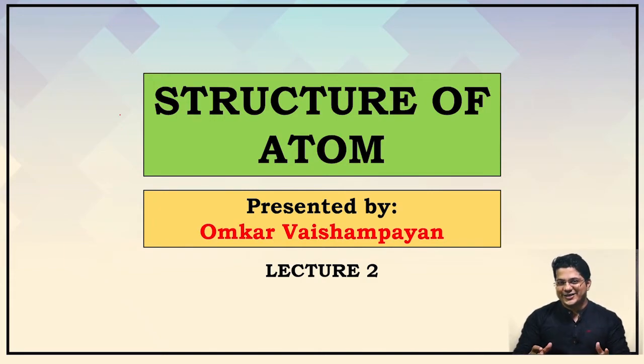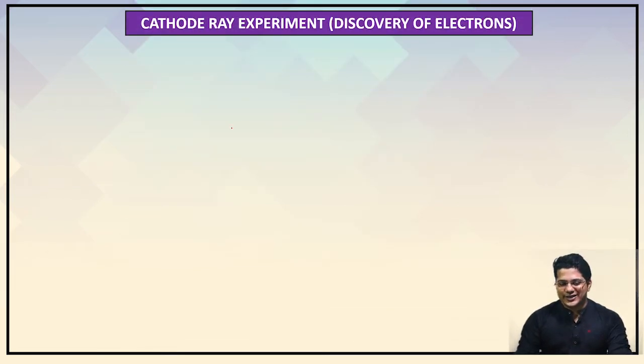Hello friends, in the second lecture of structure of atom, we are going to discuss the discovery of electron, protons and neutrons, and specifically the experiments regarding it. So let's start with the very first experiment, that is the cathode ray experiment, and this experiment was given by J.J. Thomson.